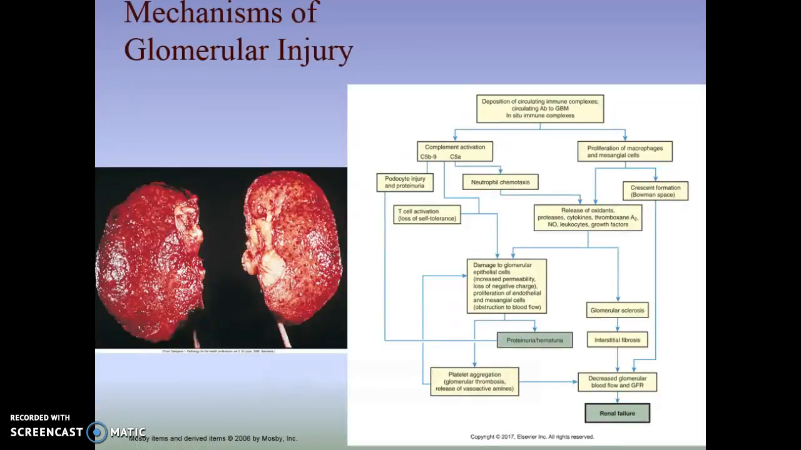So those are the different mechanisms of injury here. You can see the damage to these kidneys, and this is a nice flow diagram of the problems initially. So circulating immune complexes, circulating antibodies to the glomerular basement membrane, all of those are going to elicit an immune response. Here you have complement activation, which brings neutrophils in. Here you have podocyte injury and proteinuria. The podocytes are the epithelial cells above the basement membrane.